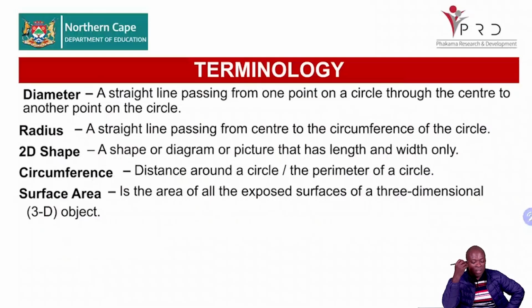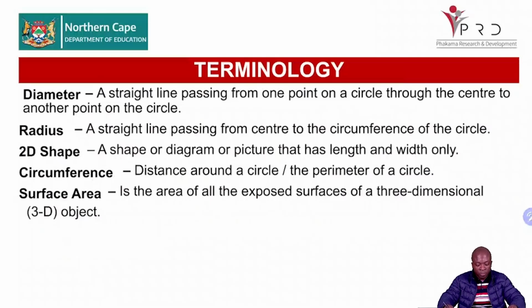Then we talk of circumference. Whenever we speak of circumference, we are talking of the distance around a circle or the perimeter of a circle. So sometimes when we ask you circumference, we also imply that it is also the perimeter. We use perimeter and circumference interchangeably.